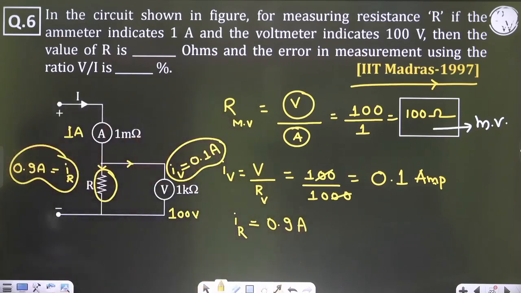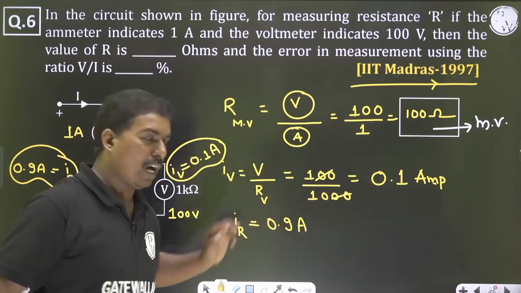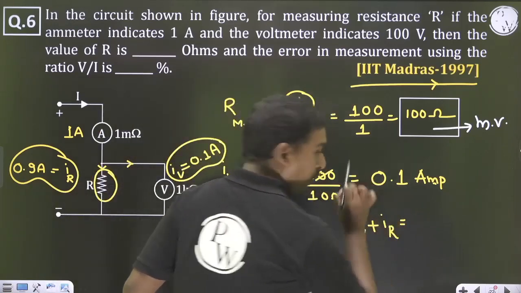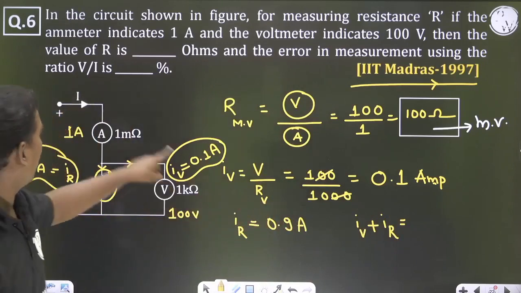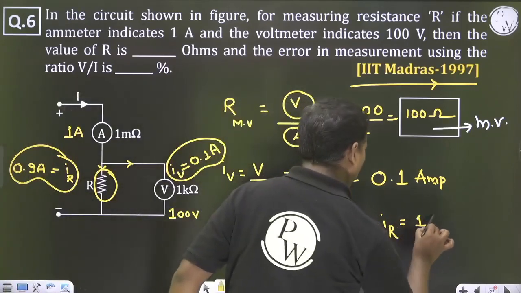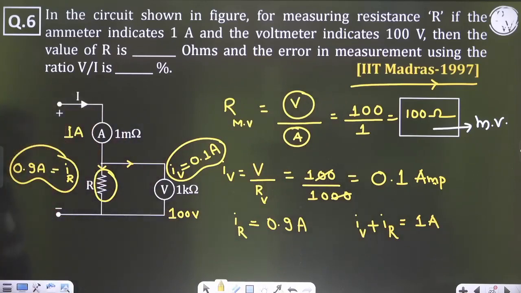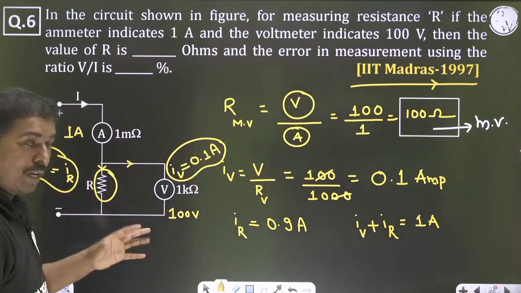So the summation of IV plus IR must be equal to 1 ampere. That's it. Now you got IR, and now you can find out the resistance. What is the resistance as per the true value?